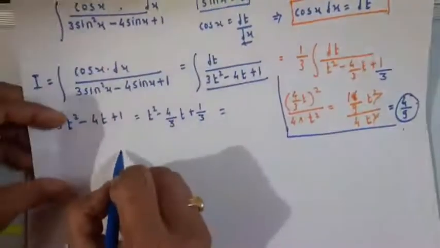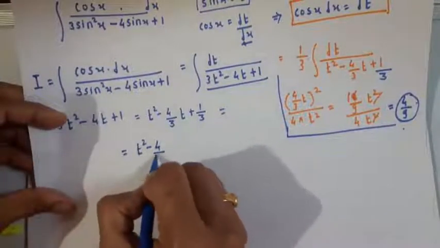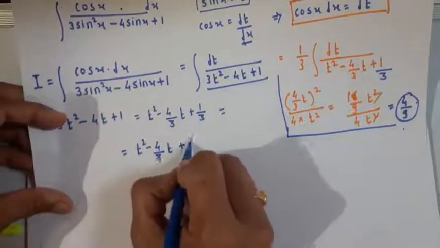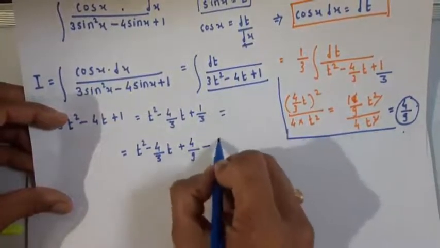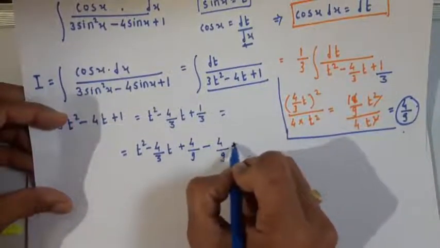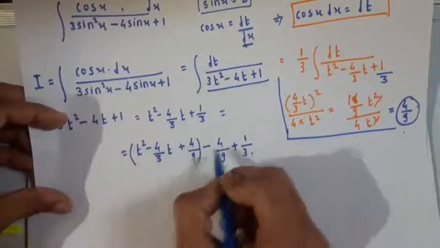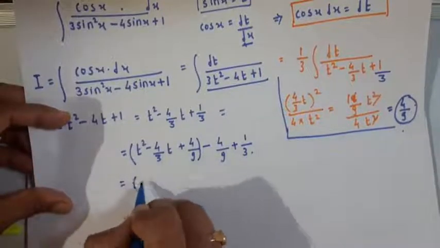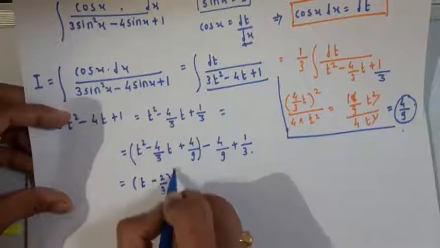And therefore we can write this as t square minus 4 by 3t plus 4 by 9 minus 4 by 9 plus 1 by 3. Suppose this is one bracket and solve the other number. This is the perfect square of (t minus 2 by 3) whole square.